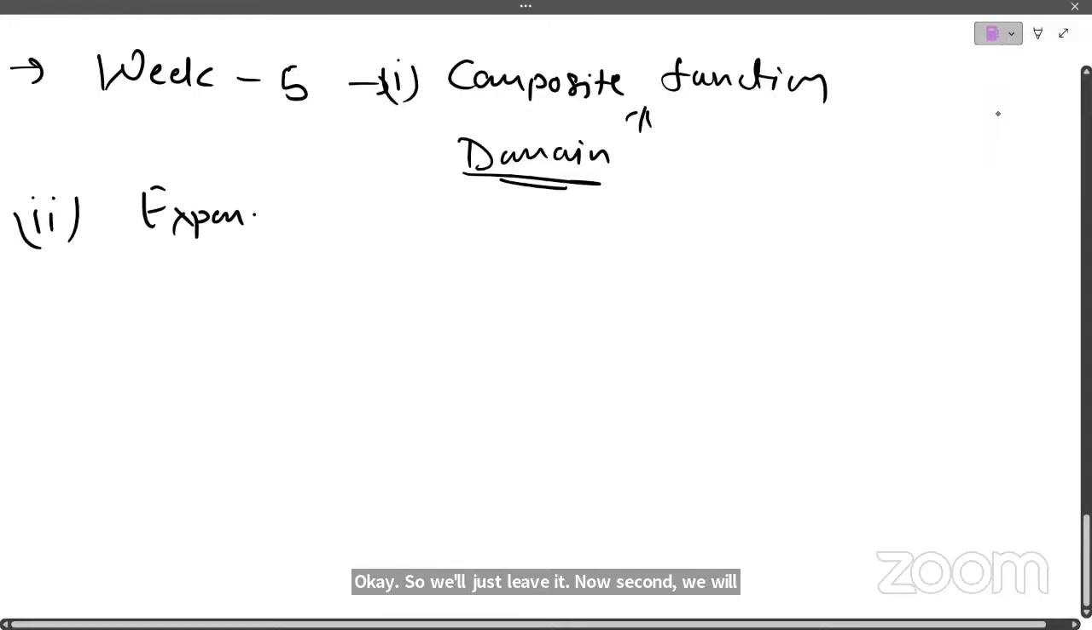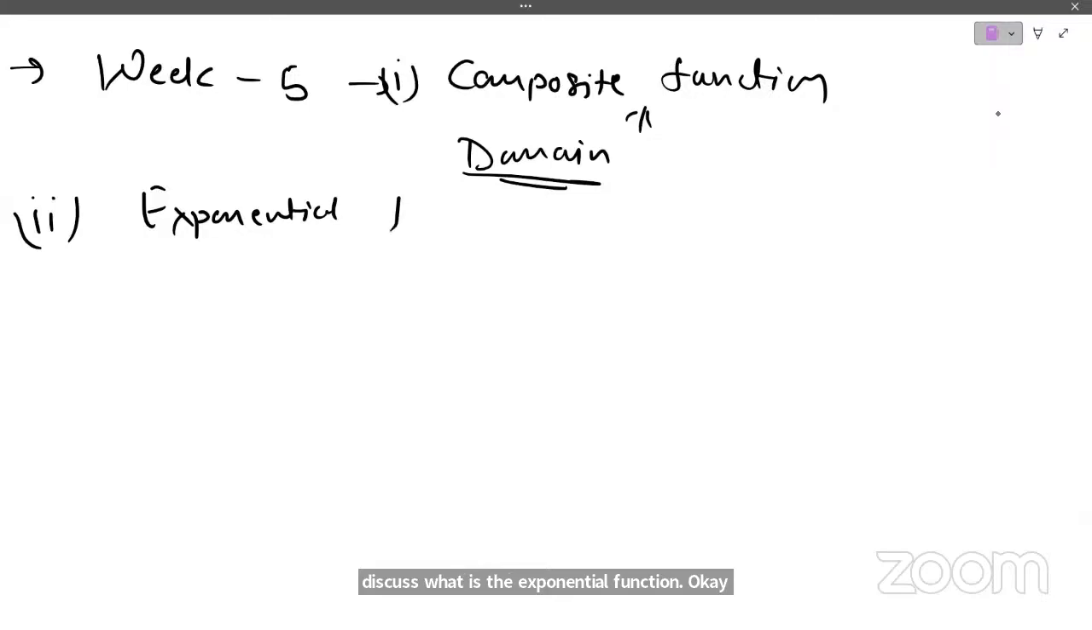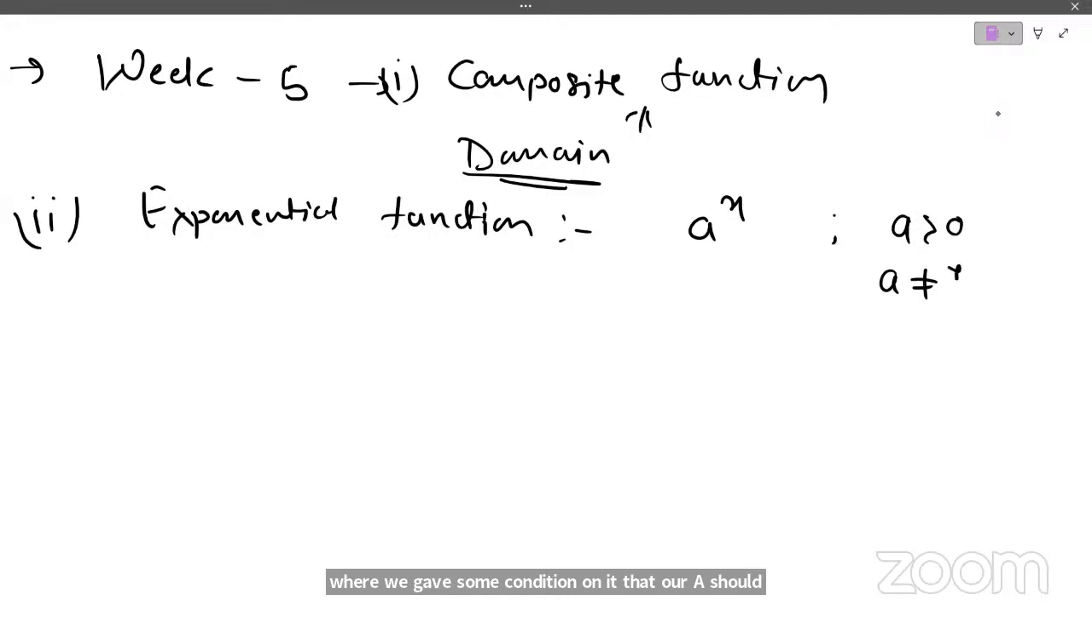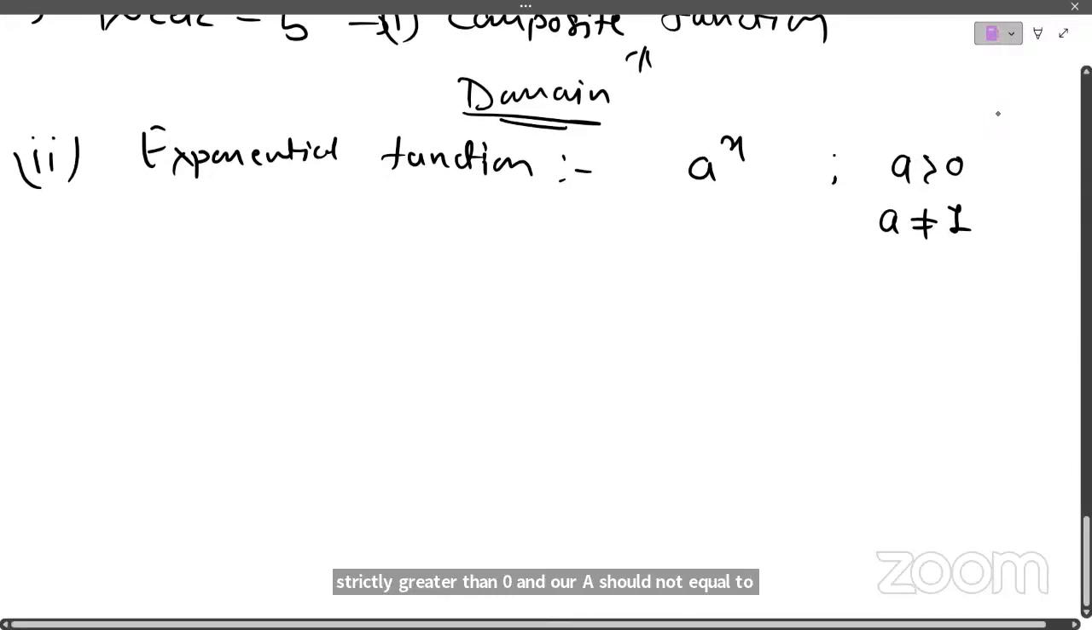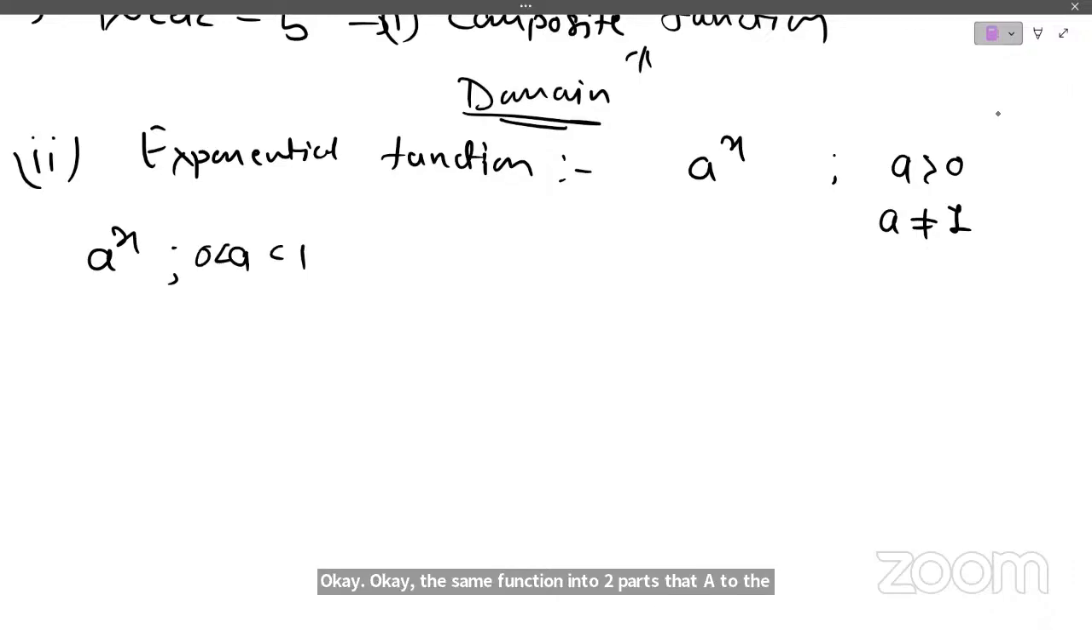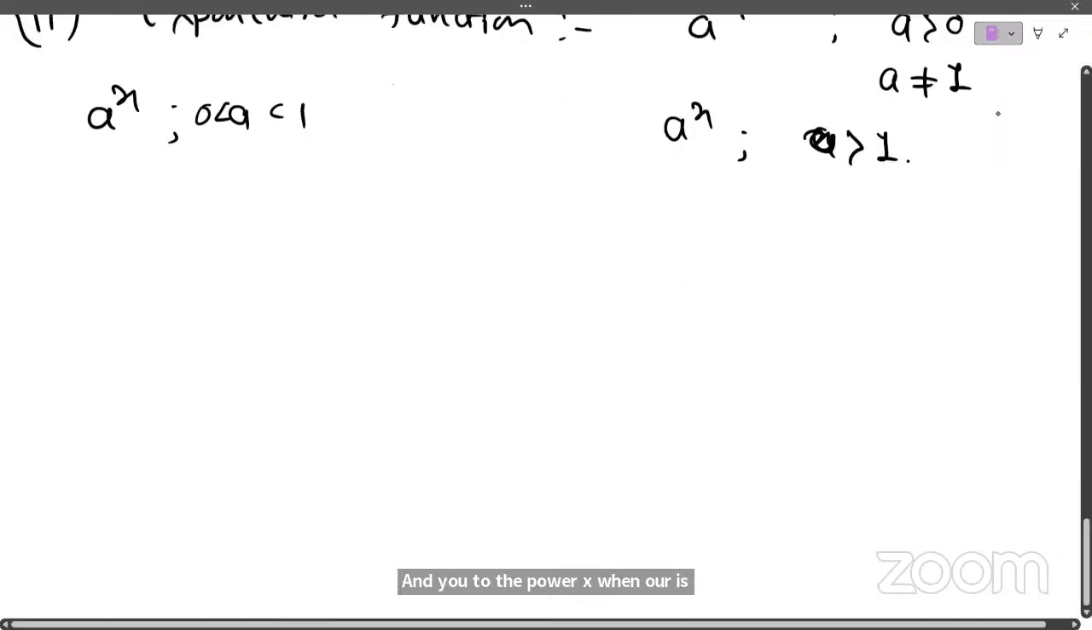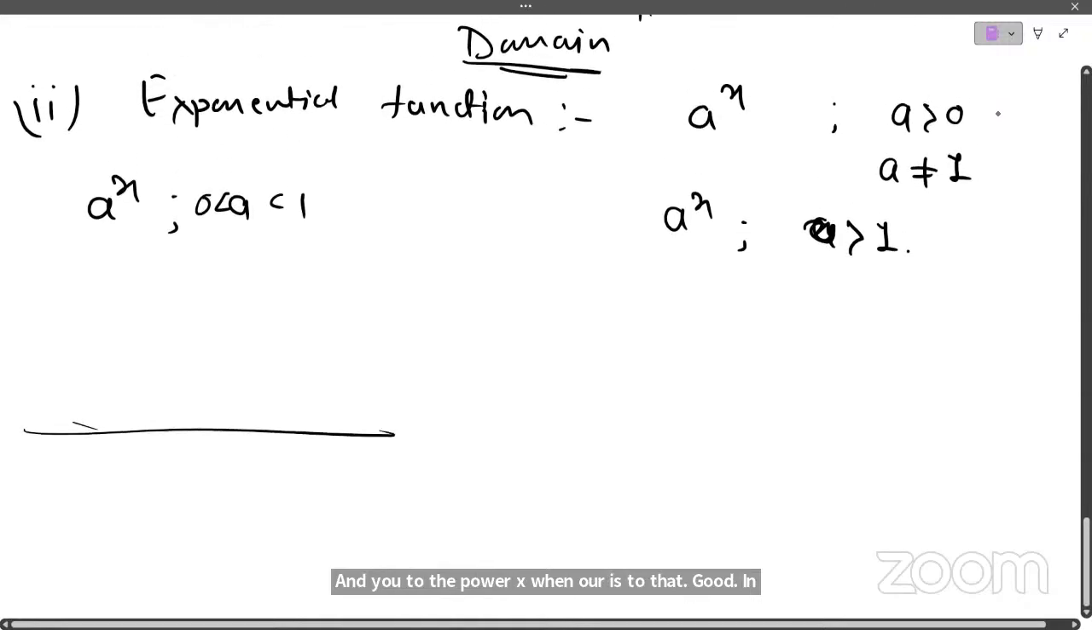Okay, so the exponential function is of the form a to the power x, where we give some conditions on a: a should be strictly greater than 0 and a should not equal 1. Then we will divide the exponential function into two parts: a to the power x when a lies between 0 and 1, and a to the power x when a is strictly greater than 1.